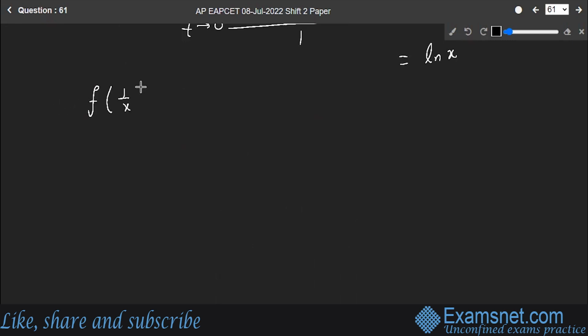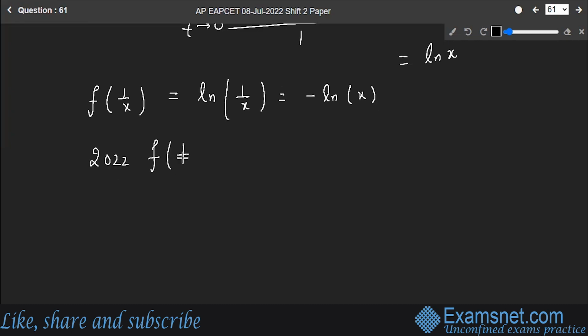f of 1 by x will be given by natural log 1 by x. So this is equal to minus natural log of x. Now, f of 1 by x plus p f of x is equal to f of x squared. This was originally given. So now let's fill in 2022.